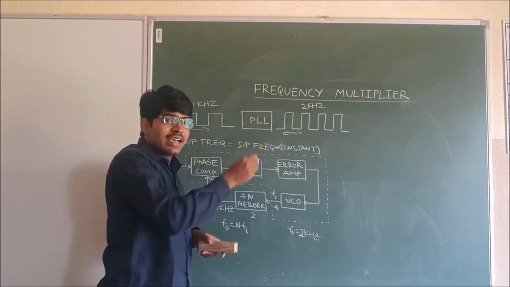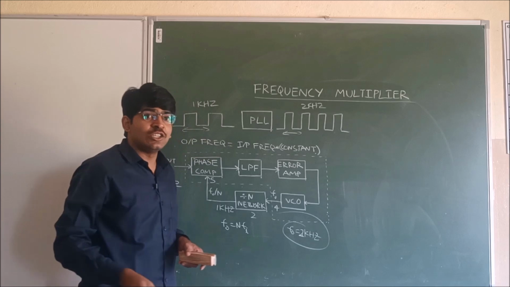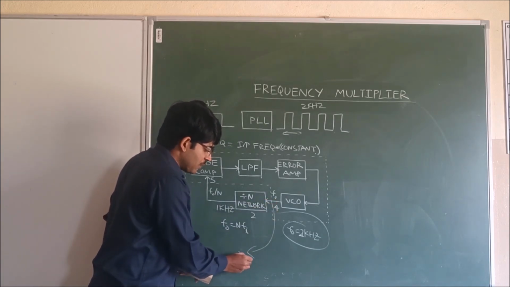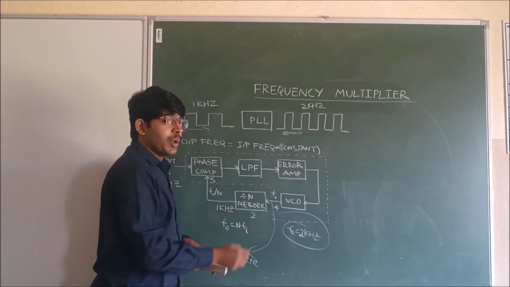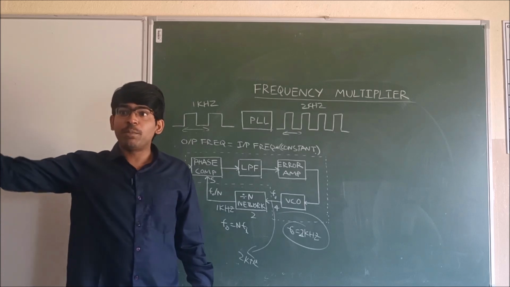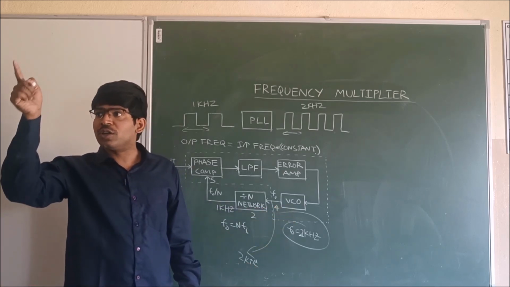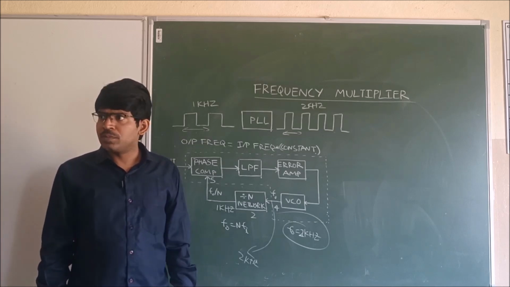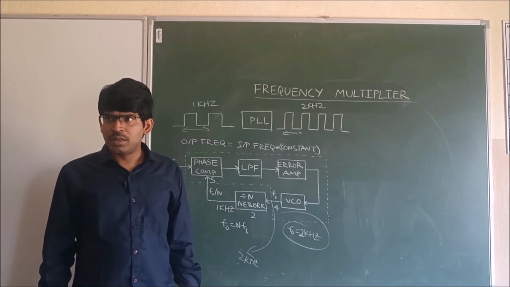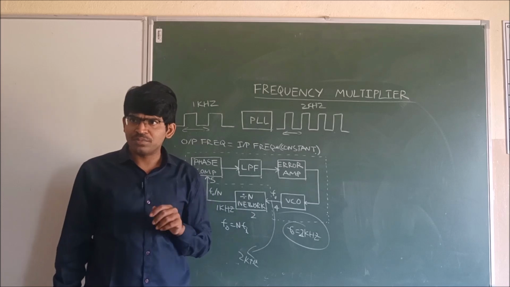Here the VCO center frequency is 2 kHz. We can take this 2 kHz from the pin number 4. That's why we have kept pin number 4 as an output. There you can take the 2 kHz signal practically. In the LM565 we have discussed, from this pin number 4 you can take the 2 kHz signal.